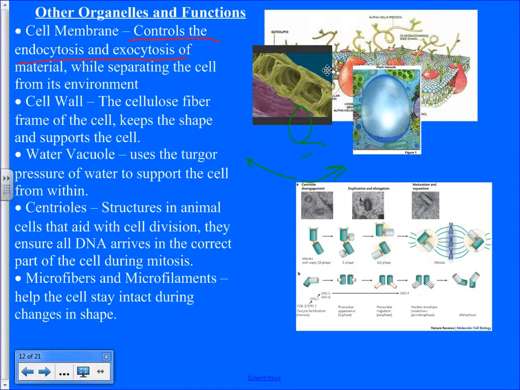Okay, and lastly, microfibers and microfilaments. We also labeled microtubules on our diagrams yesterday. They all do the same thing. They're part of the cytoskeleton, and they help the cell stay intact during changes in shape. You might just want to add to that, that we talked about yesterday, the cytoskeleton. They're part of the cytoskeleton.